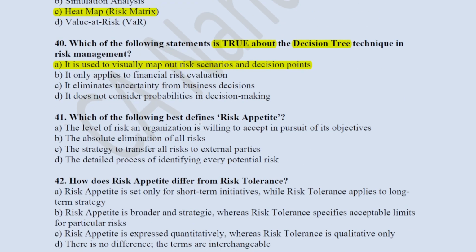Which of the following best defines risk appetite? The level of risk an organization is willing to accept in pursuit of its objectives. The absolute elimination of all risk. No. The strategy to transfer all risk to an external party. No. Detailed process of identifying every potential risk. No. So the answer should be A.